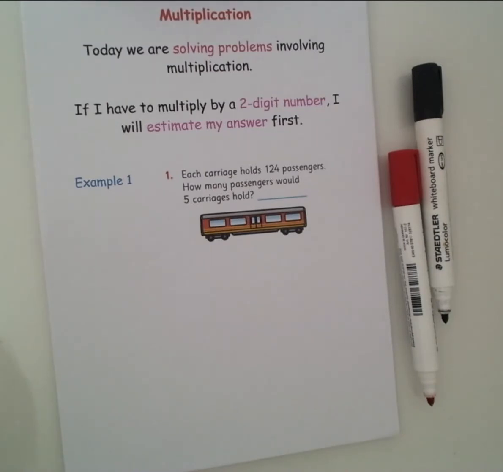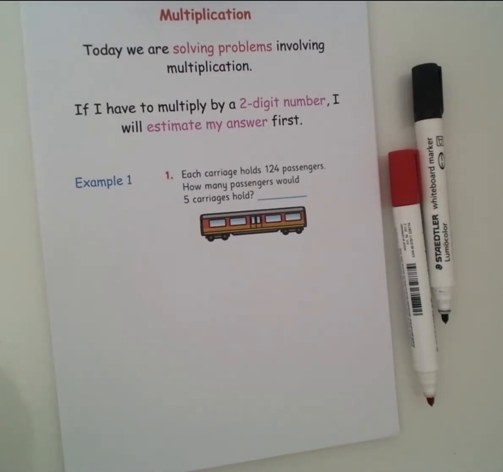When you are multiplying by a two-digit number, you are going to estimate your answer first before you start the multiplication sum. I'm asking you to do this because when you are multiplying by a two-digit number, there are lots of calculations going on, and therefore it's easier to make a mistake. So do an estimate first, that way you'll have some idea what your answer should look like. Okay? Right, let's get started and do some examples together.